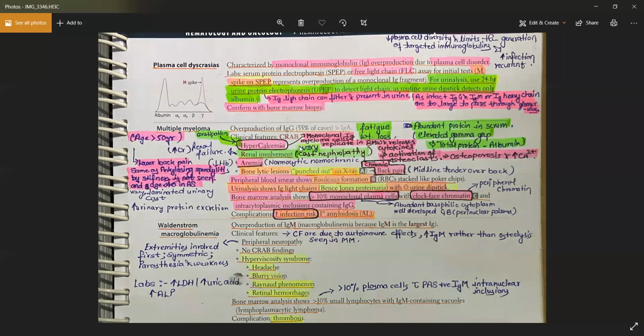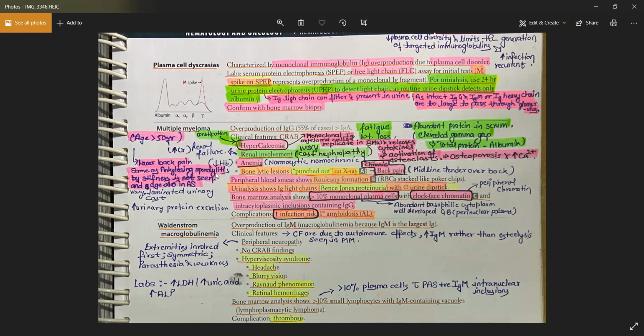What you will have is a waxy cast nephropathy. On the urine analysis, you will find the waxy cast, and whenever Step 1 mentions this waxy cast, you immediately know that the patient has multiple myeloma. The age of the patient is very important. Only at an age of more than 50 years can the patient have multiple myeloma, not before that.